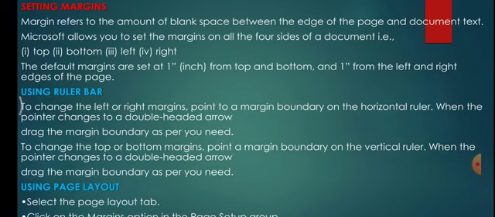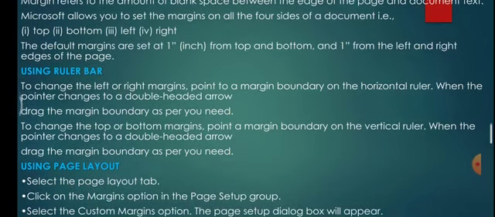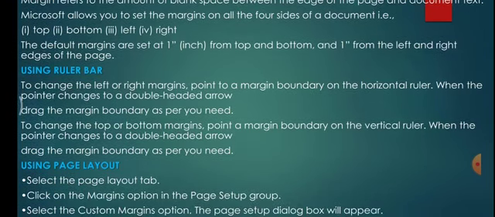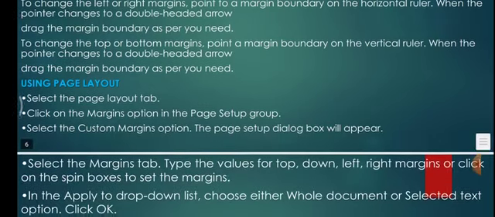We can set margins using the ruler bar or using Page Layout. First is using the ruler bar. To change the left or right margins, point to a margin boundary on the horizontal ruler. When the pointer changes to a double-headed arrow, drag the margin boundary as per your need. To change the top or bottom margins, point to a margin boundary on the vertical ruler. When the pointer changes to a double-headed arrow, drag the margin boundary as per your need.